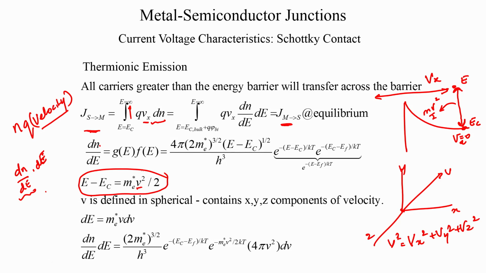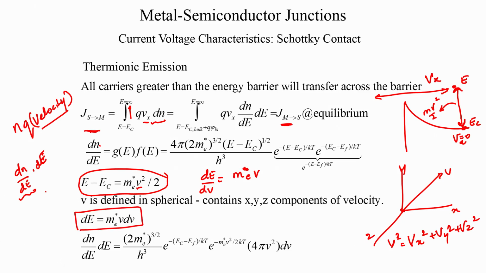So, E minus Ec is mv square by 2, and if you take the derivative, what is dE by dV? dE by dV is nothing but m* v into 2 by 2. So, it is m* into v, and therefore my dE is nothing but m* v into dV.